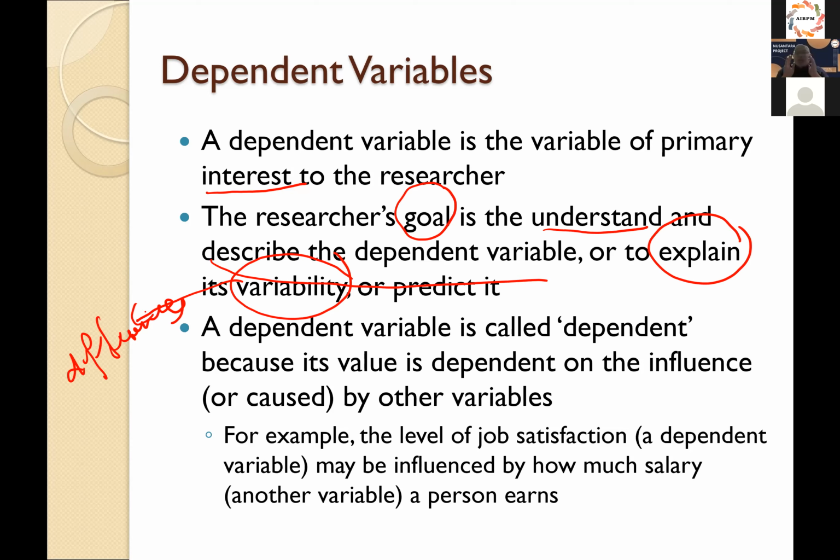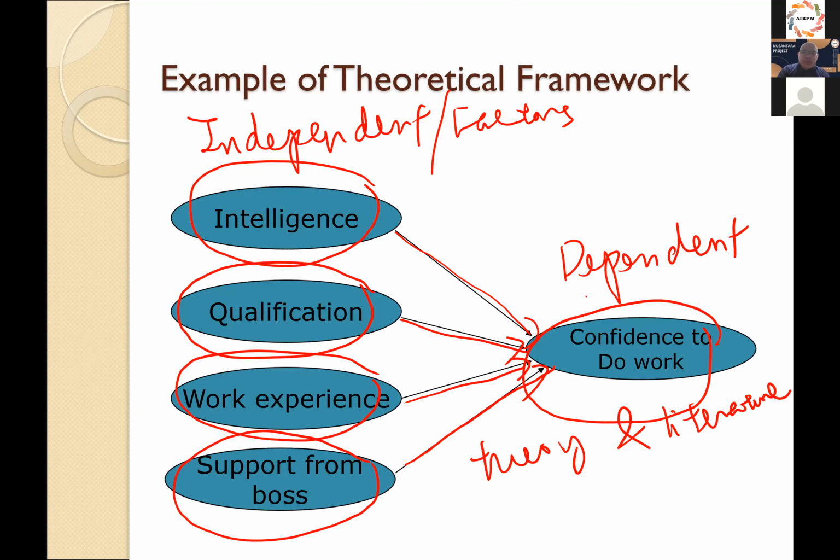So when you want to focus on a certain variable, that variable is called the dependent variable, and your job is to explain why different people have different choices toward the same variable. Then you will do research in order to find the solution. So why is a dependent variable called dependent? Because it depends on other variables. For example, it depends on your intelligence, your qualification, your work experience, as well as support from your boss. These other factors make changes on the dependent variable.